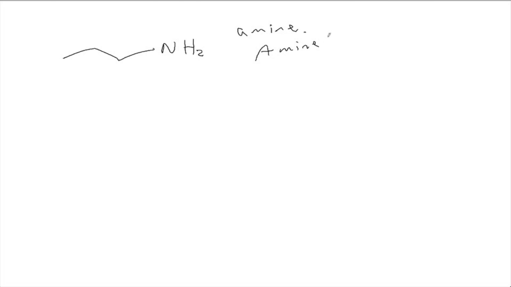Remember, what's the definition of a base? Something that accepts protons and donates electrons. Notice that the reason this is a base is because of the lone pair. This lone pair gives us the potential to donate electrons. So what would be the two forms of the amine? Here's one form of the amine. How would I write the other form of the amine? NH2 minus.